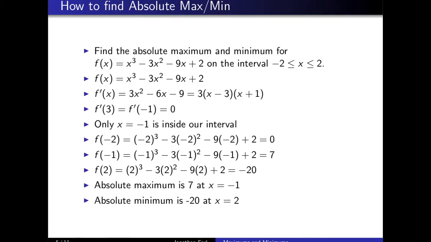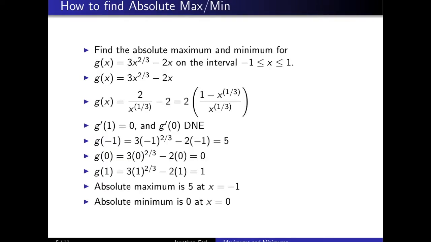Okay, so we just need to look at 3 values. We need to look at f of minus 2, which is 0, f of minus 1, which is 7, and f of 2, which is minus 20. What we see here is that the biggest value that's showing up is 7, so that'll be our absolute maximum, occurring at x equals minus 1. And the smallest value that we have is minus 20, and that's occurring at x equals 2, so that'll be our absolute minimum.